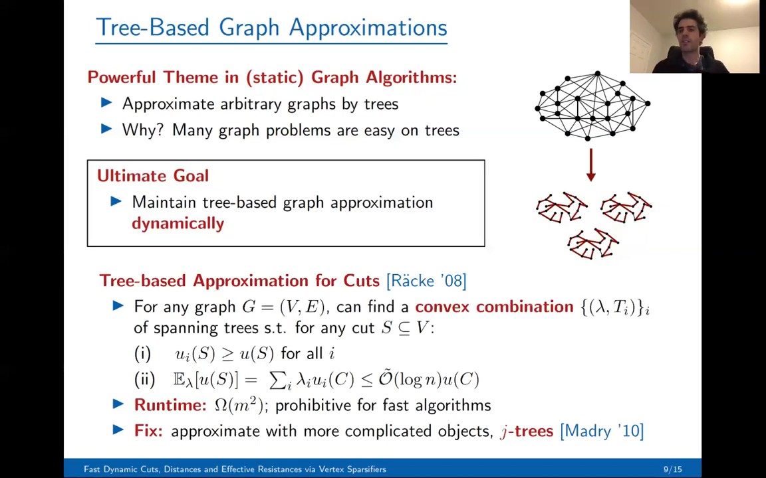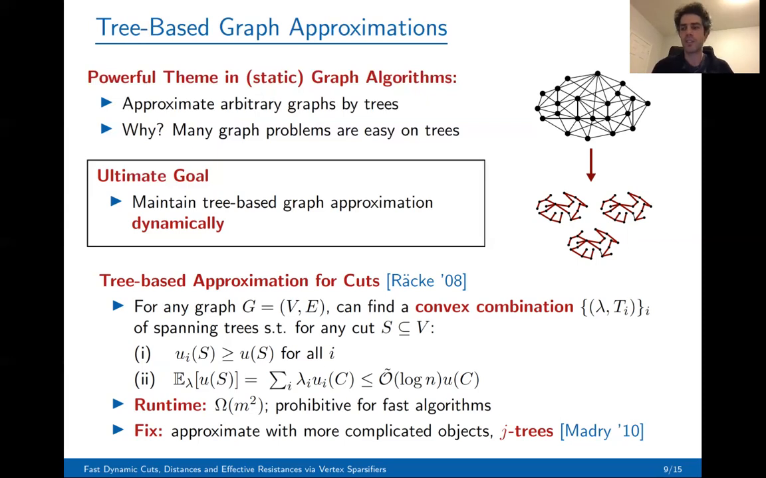Let's start by explaining what these tree-based graph approximations are. A very powerful one is the one by Räcke in 2018, where he shows that for any graph G, one can find a convex combination of trees. So this is not a single tree, but a convex combination of trees or spanning trees, such that for any cut S, the value of the cut in each of the trees is dominating. And on average, the cuts are preserved up to a logarithmic factor.